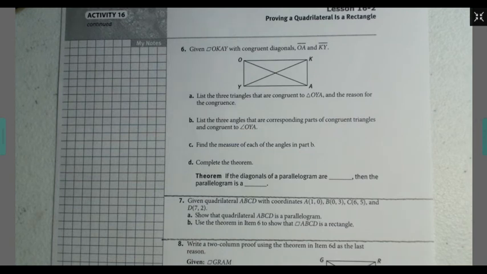B. List the 3 angles that are corresponding parts of congruent triangles and congruent to angle OYA. C. Find the measure of each of the angles in part B. D. Complete the theorem. If the diagonals of a parallelogram are blank, then the parallelogram is a blank.